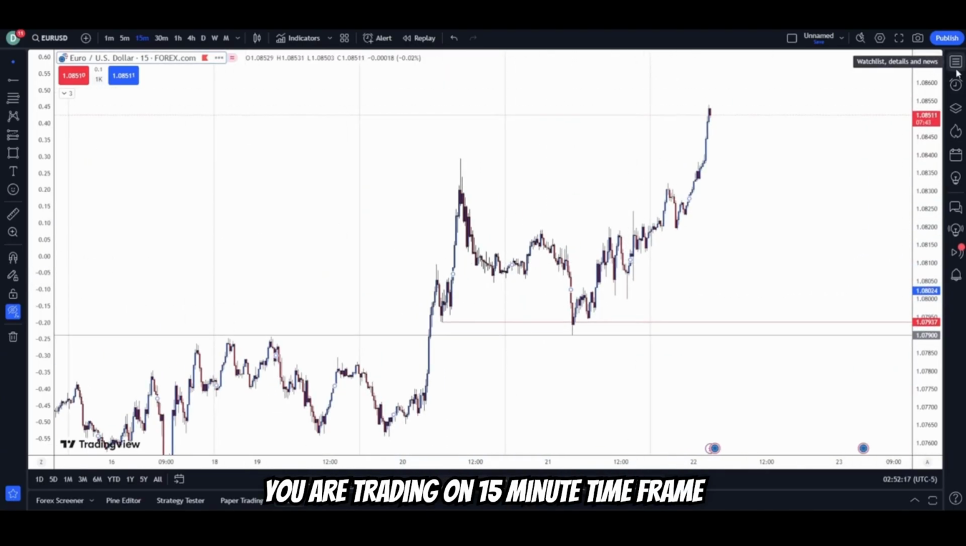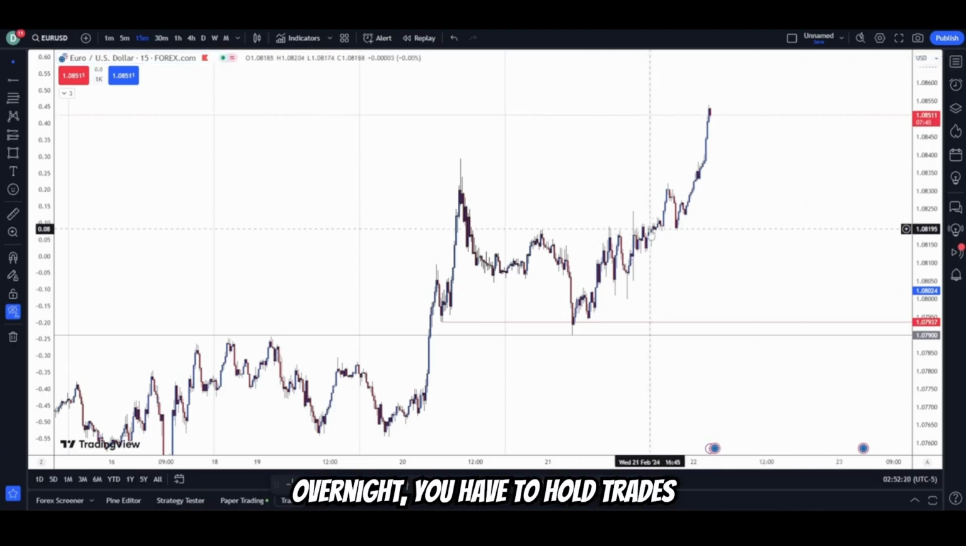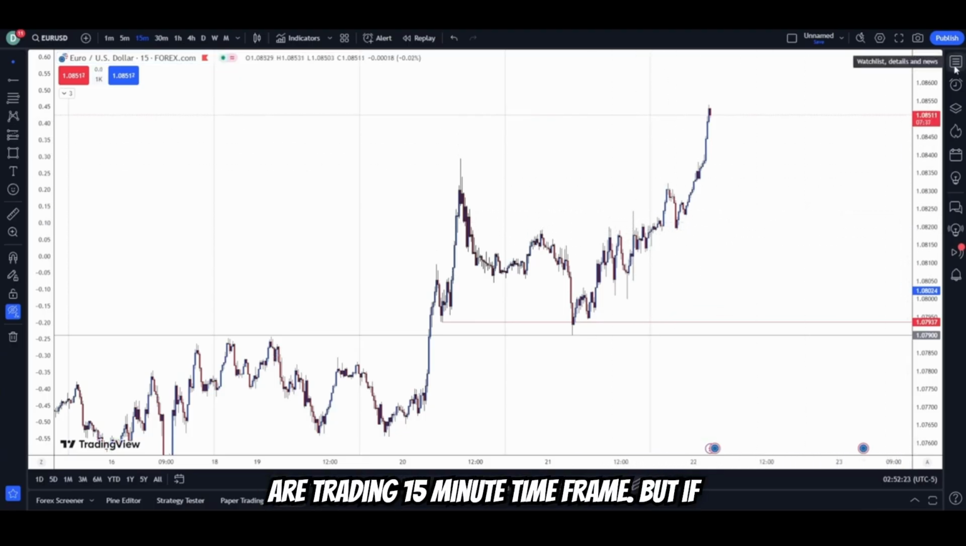And if you're trading on the 15-minute time frame, you have to wait overnight. You have to hold trades overnight also sometimes, because you're trading the 15-minute time frame. But if you want to scalp, okay, you can do scalping also with this strategy.